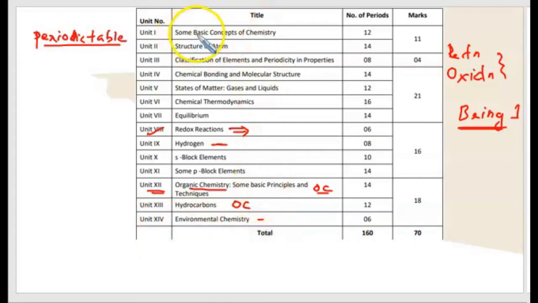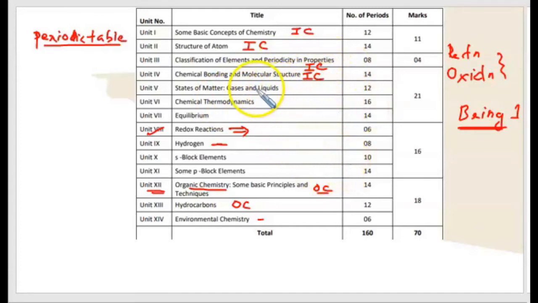Here, some basic concepts of chemistry is absolutely inorganic chemistry, that is IC. Structure of atom is also inorganic chemistry. Classification of elements and periodicity is also inorganic chemistry. Chemical bonding is also inorganic chemistry. I will tell you later what inorganic chemistry, physical chemistry and organic chemistry are.